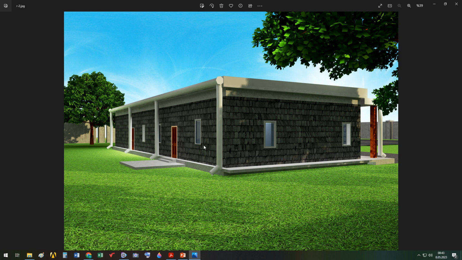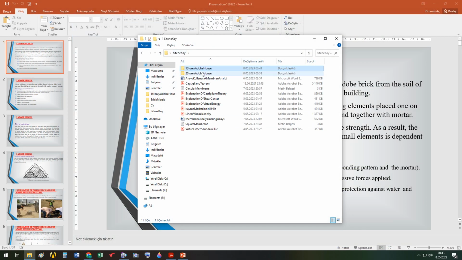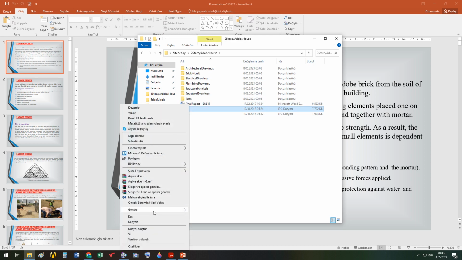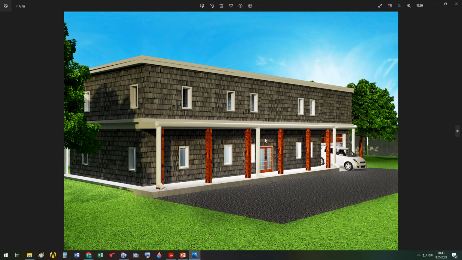This is a one-story house. You see windows here, doors. This is the appearance of it. The other one is two-story. Actually, one can build this first-story adobe house, and then when the person has more money, can construct the second floor. This is the appearance of the two-story adobe house, which can be constructed using the modified bricks.